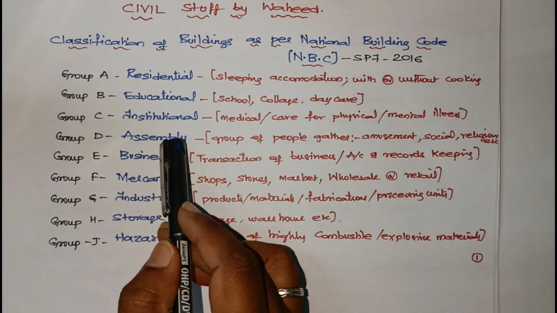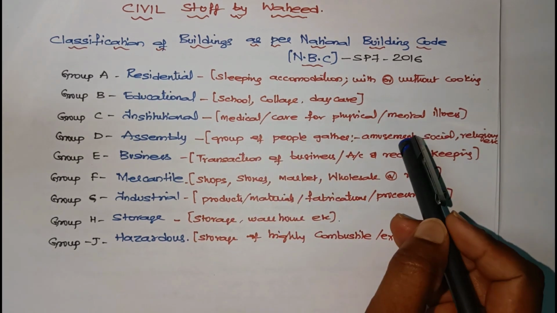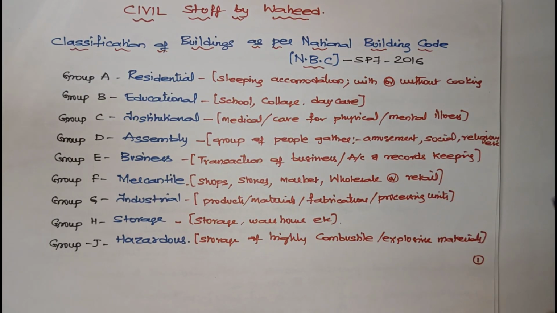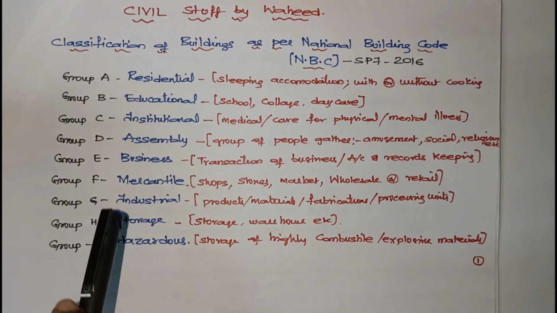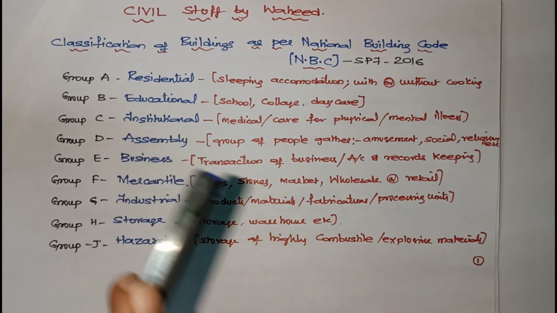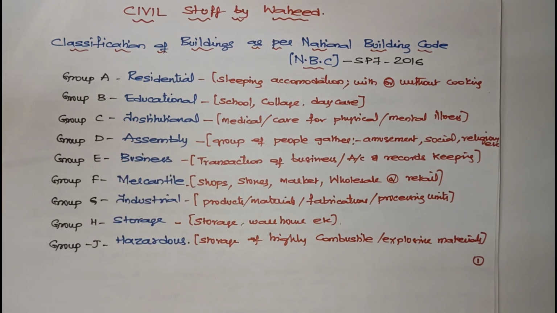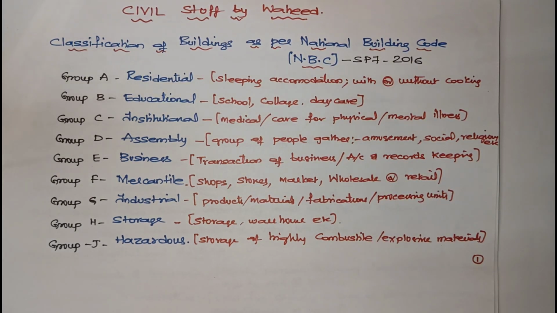Coming to group D, assembly means a group of people gathering for amusements, social events or religious events, and political events. All these come under assembly. Coming to group E, it is business. Business in the sense that the production center will be outside, but production-related matter will be stored in that particular building, like accounts and records related to that business.